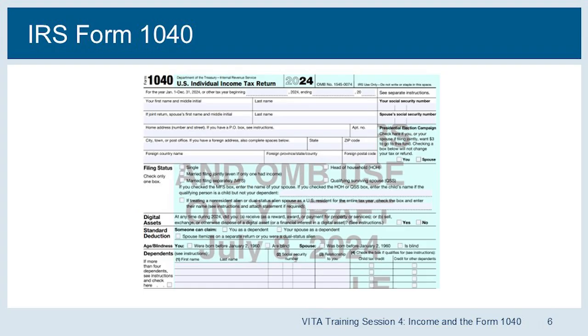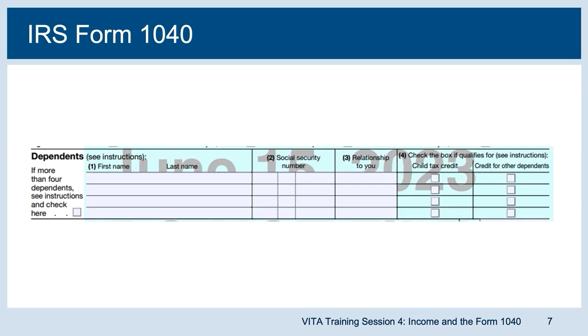At the top of page 1 is the basic information about the taxpayer and spouse. If applicable, this includes first and last names. Names must match the SSN or ITIN, Social Security numbers, mailing address, filing status, and some additional information used on the return. Dependent information will also be included on page 1 of the 1040. You will need the following for each dependent: full name, Social Security number, and relationship to the taxpayer, and whether the dependent qualifies for the child tax credit or credit for other dependents.